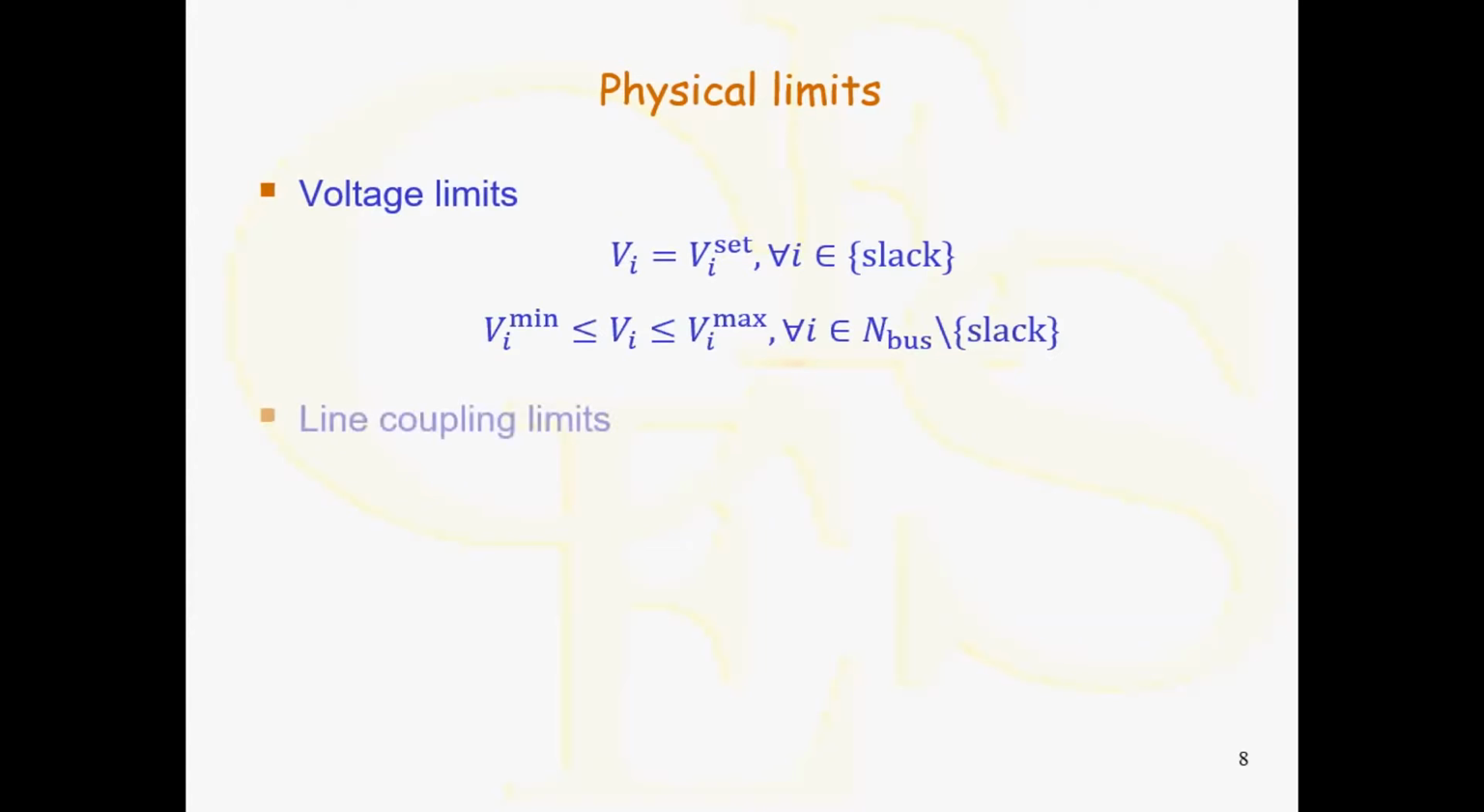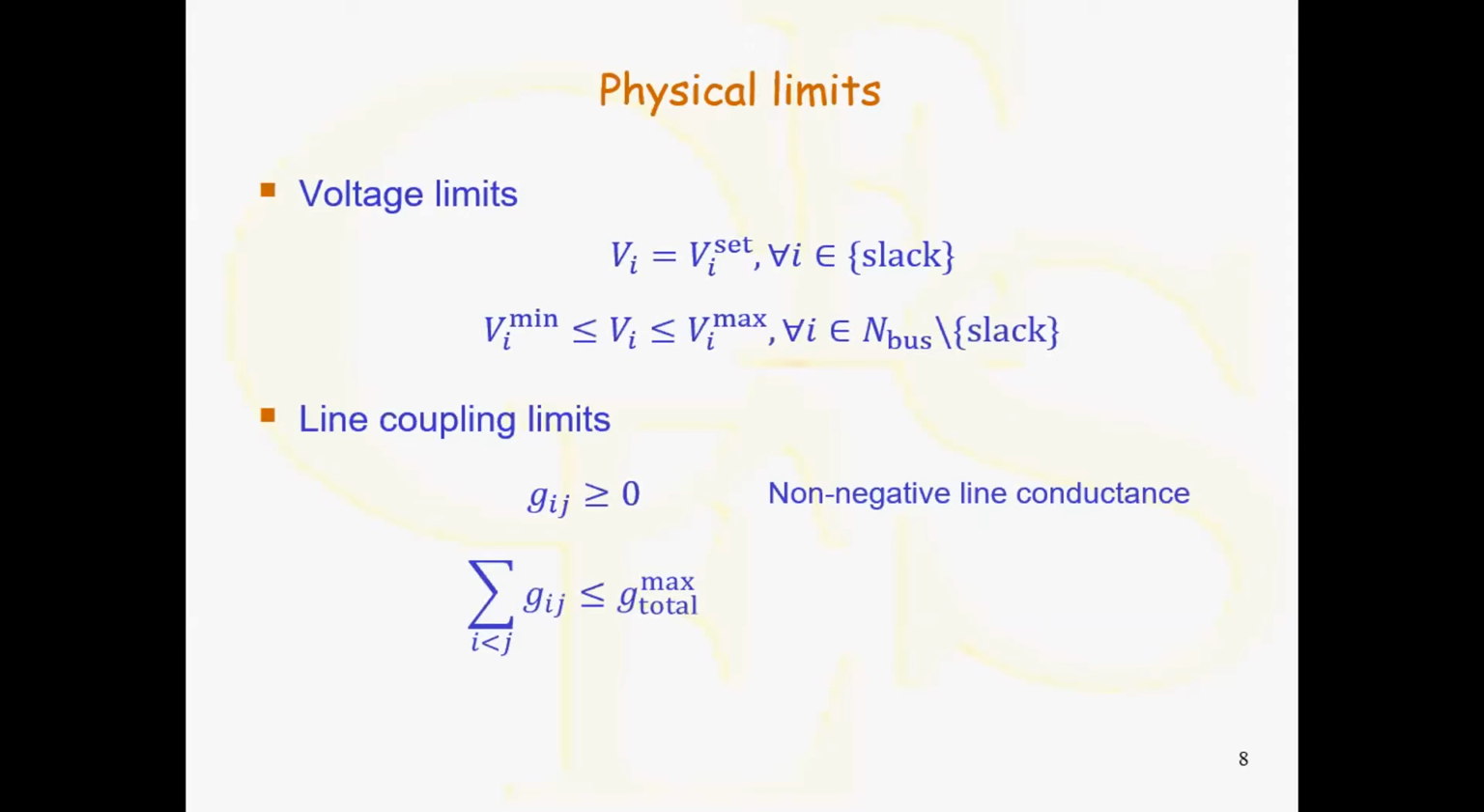And the second class of physical limits are concerned with the line conductances. For example, this constraint regulates the line conductance to be non-negative, which is physically meaningful. And moreover, this constraint implies that the optimization is carried out under a limited budget of the total coupling resources. Otherwise, we may end up with infinitely large line conductance.